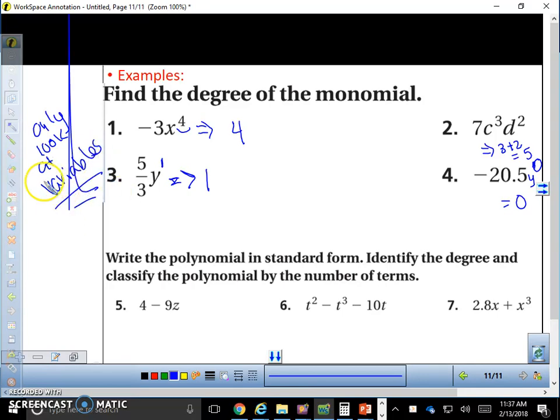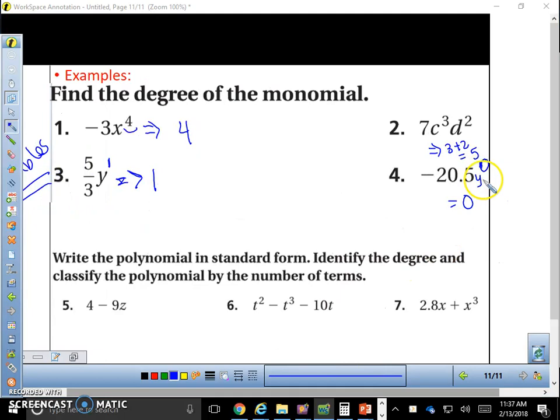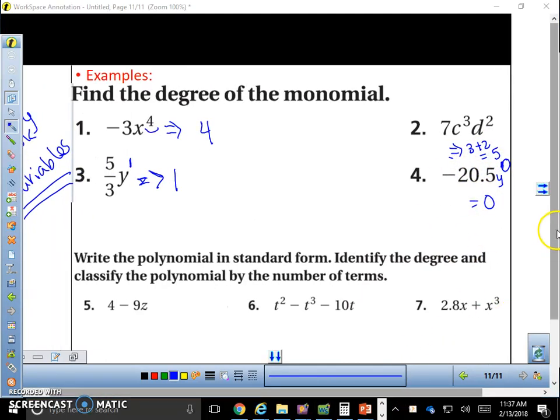Okay, that tells us how many variables we might be looking at. Only look at variables. Since number 4 has no degree, that means there's no variables in there. That's what helped describe it.